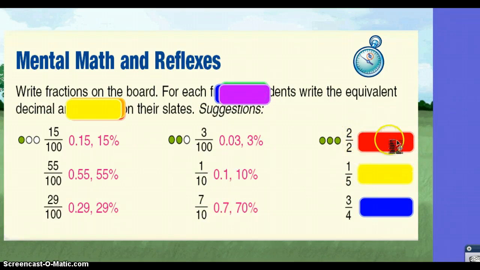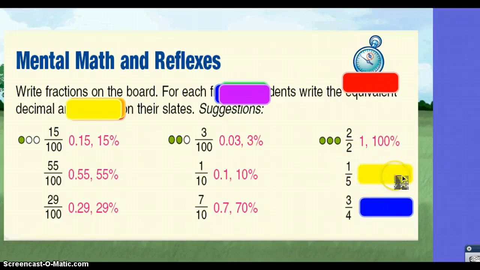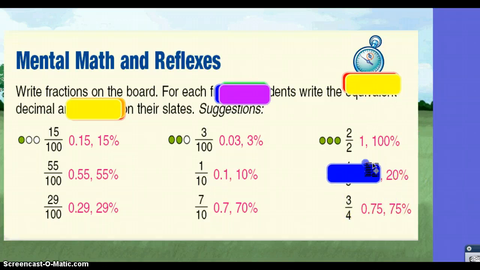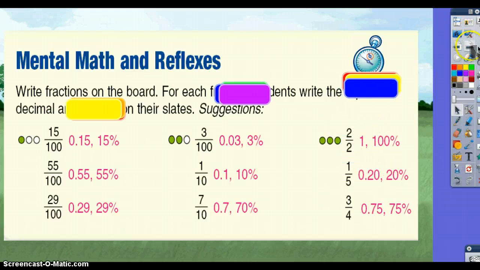2/2, 1 whole, 100%. 1/5, 0.20 and 20%, and 3/4, 0.75 and 75%.